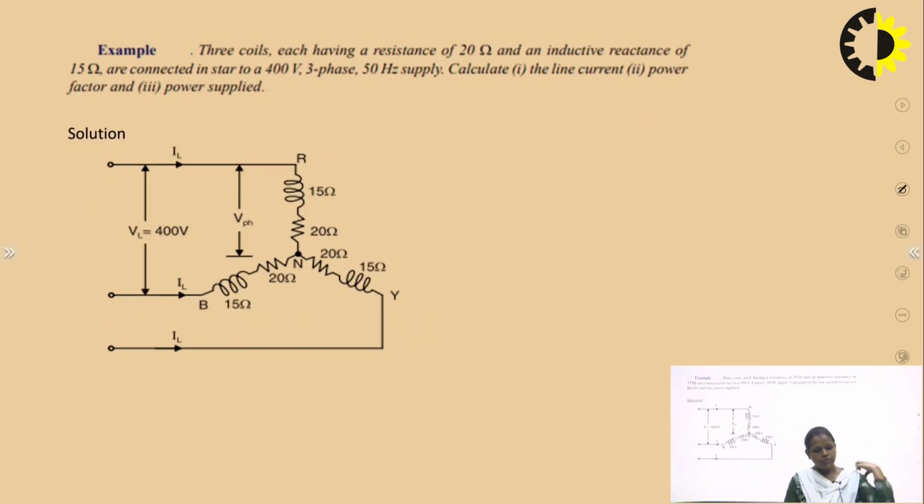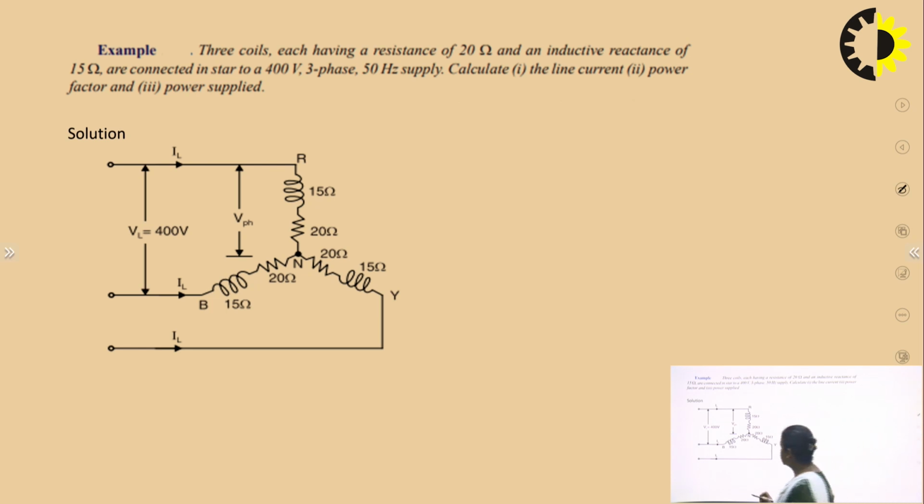Then now coming to the example. So here, 3 coils, and you can see that this is a star connection. 3 coils, each having a resistance of 20 ohm and an inductive reactance of 15 ohm, are connected in star to a 400 volt, 3 phase, 50 hertz supply. Then you need to calculate the line current, the power factor and the power supplied.